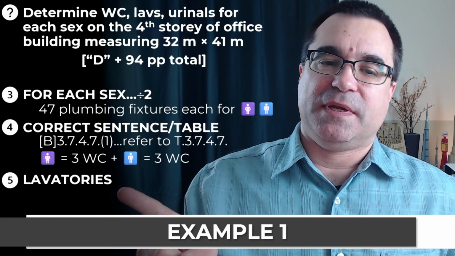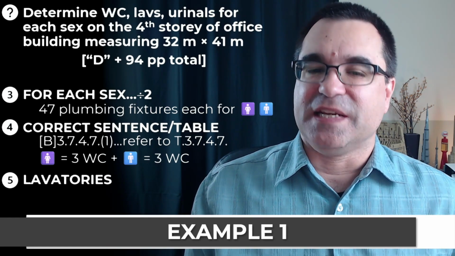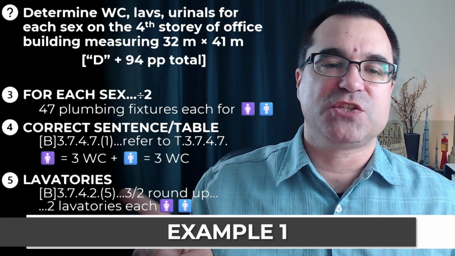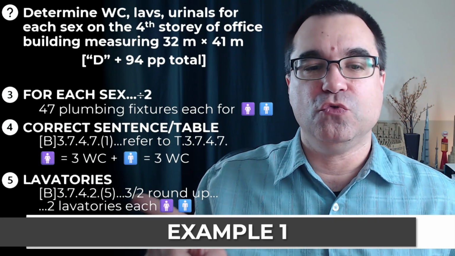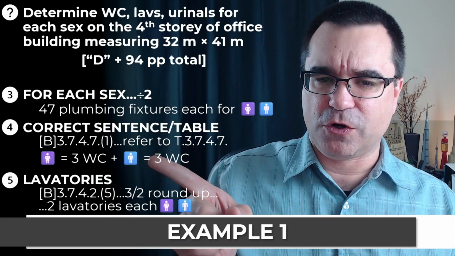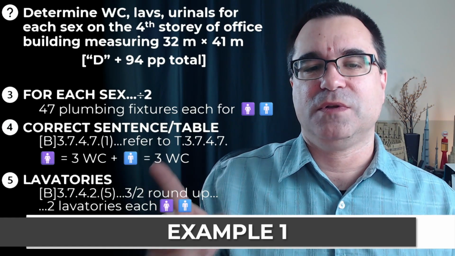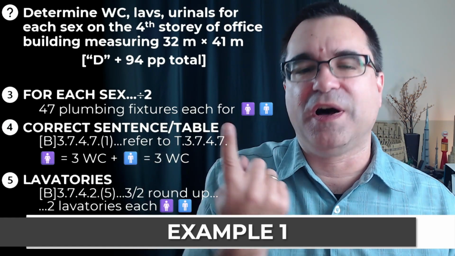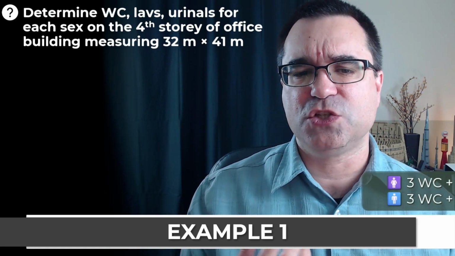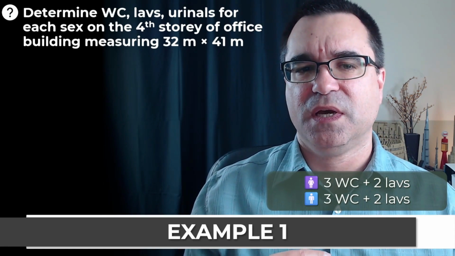Second to last step, step number 5, lavatories. That's the number of sinks. We find the proper reference for it, which is sentence 3.7.4.25 under Division B, which says that you take the number of water closets, divide by 2, and round up. So we take 3 divided by 2, 1.5, and we round up. So we have 2 lavatories each, so 2 sinks each for the male and female washrooms. I'm summarizing this information right here.